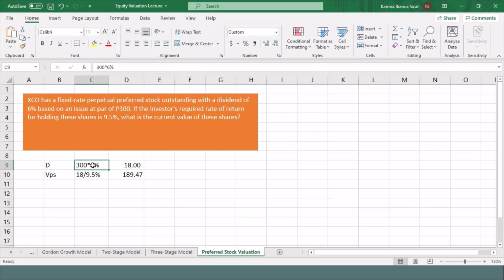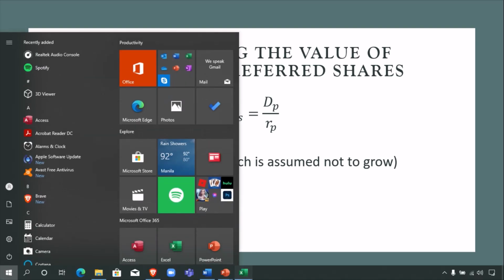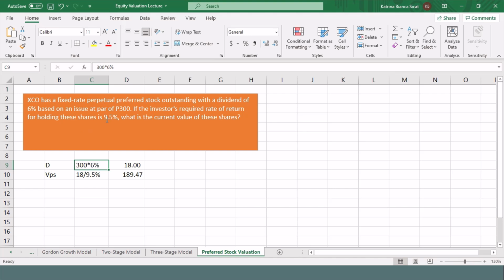So, how do you get that? 300 multiplied by 6%. And then, finally, using the formula, D or the dividends divided by the cost of the preferred equity. No? Ang ating required rate of return is 9.5. So, simply 18 divided by 9.5%, you will get 189.47. So, this is the intrinsic value of this perpetual preferred stock.